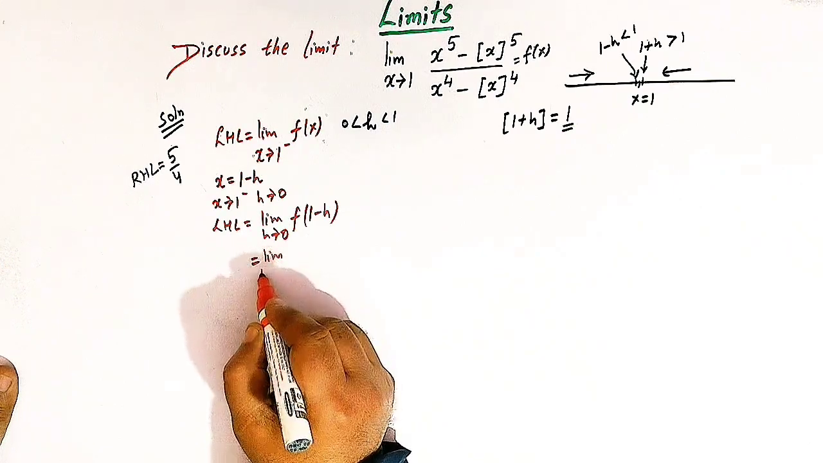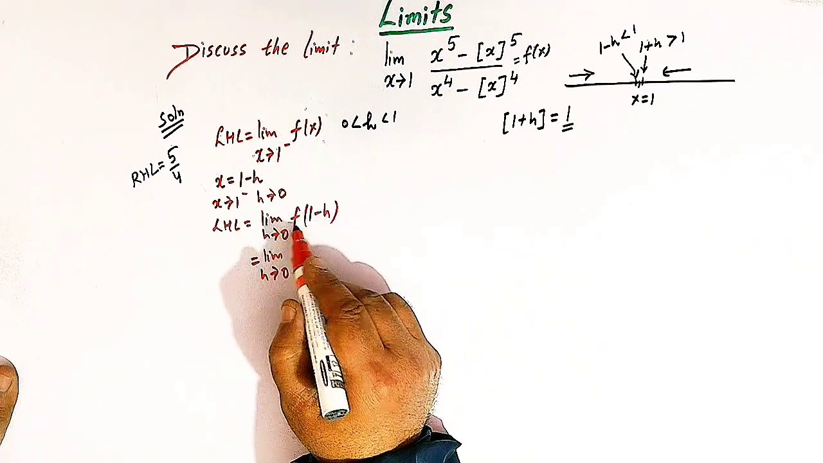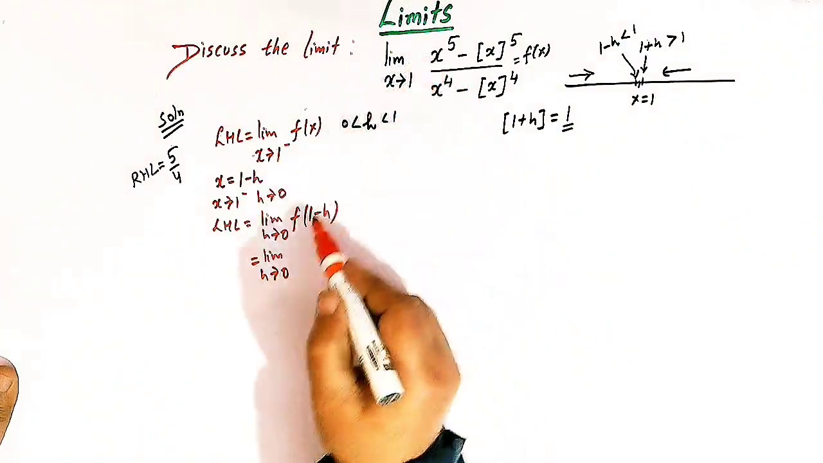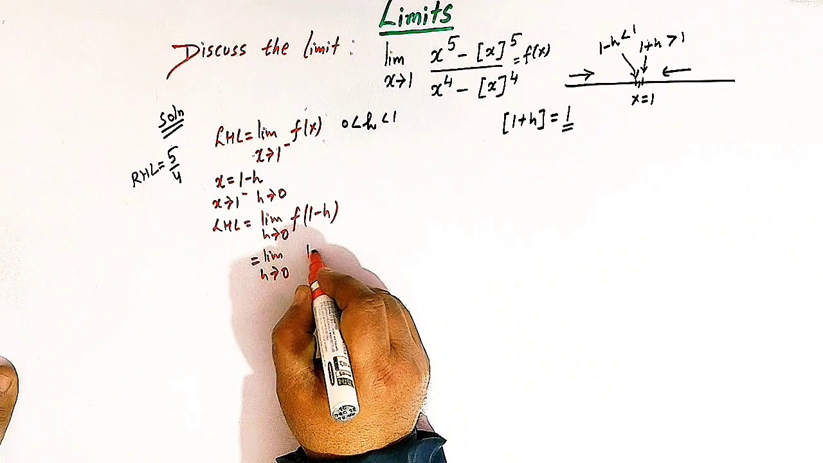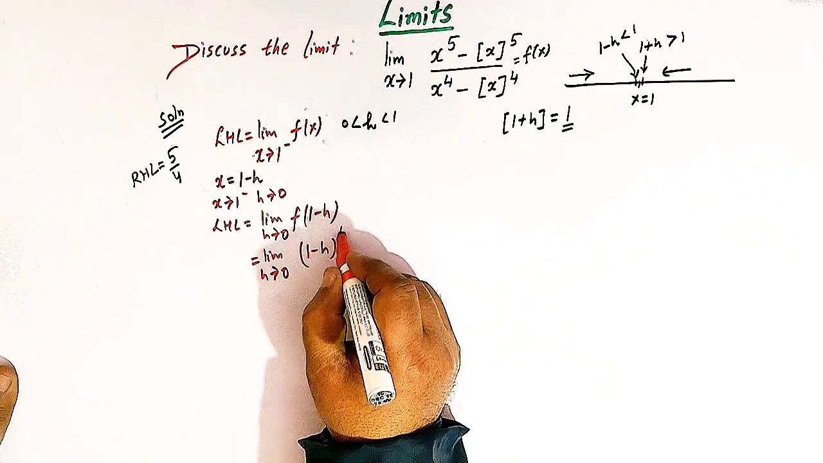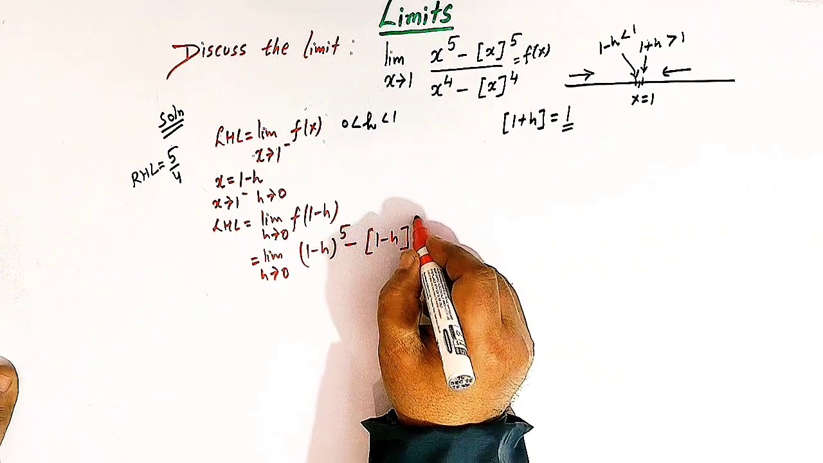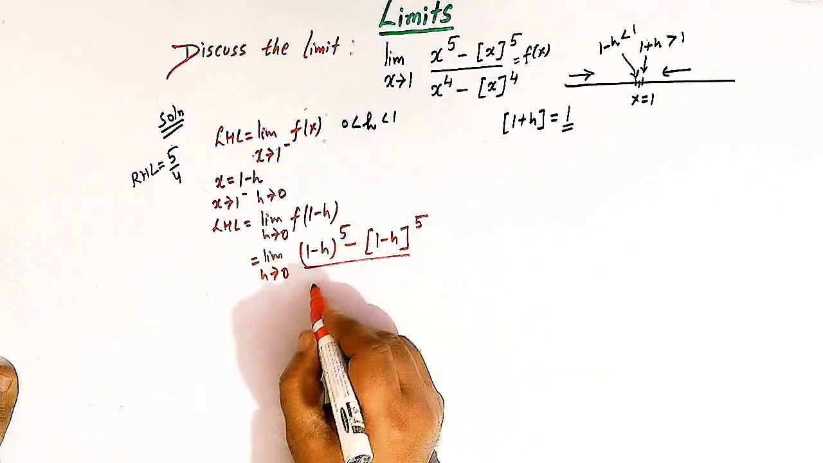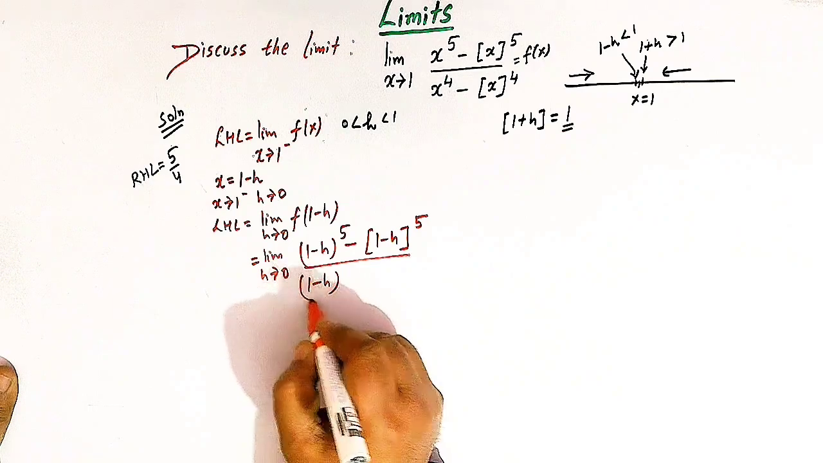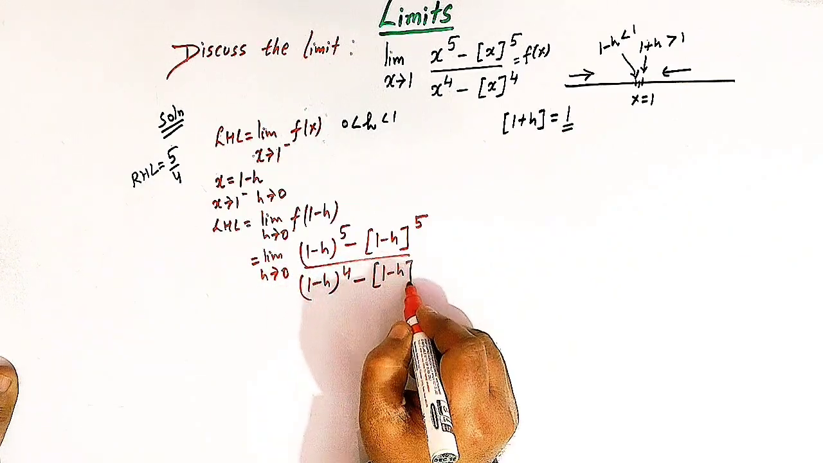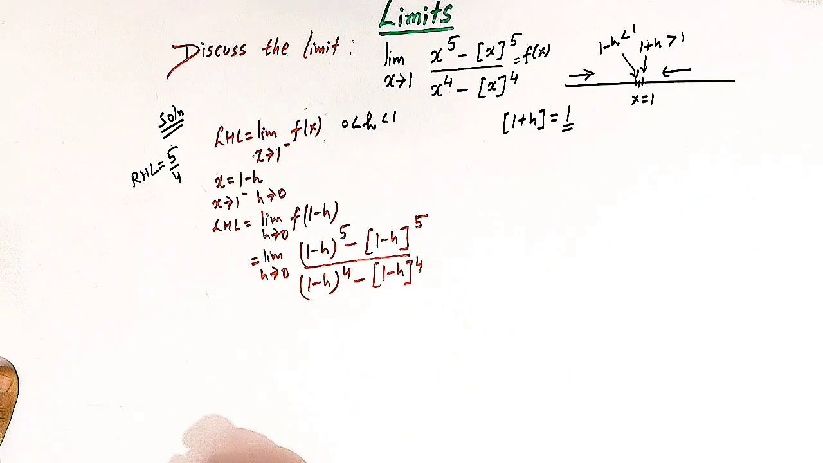So now the value of f of 1 minus h can be obtained by replacing x by 1 minus h. So we have (1 minus h) raised to 5, minus the greatest integer of (1 minus h) raised to 5, and then we have (1 minus h) raised to 4 minus the greatest integer of (1 minus h) raised to 4, right?